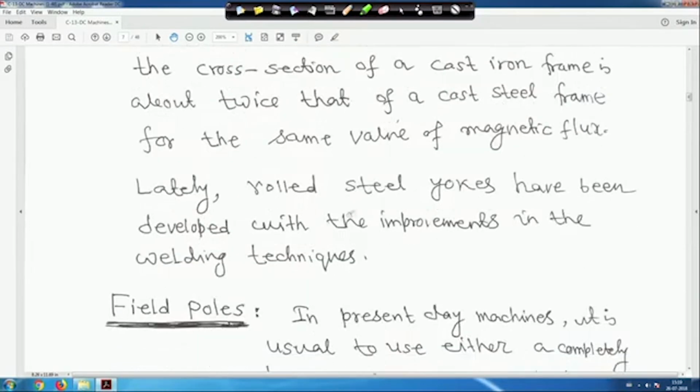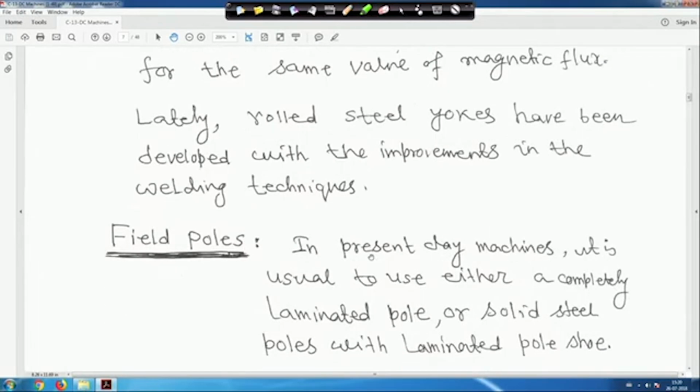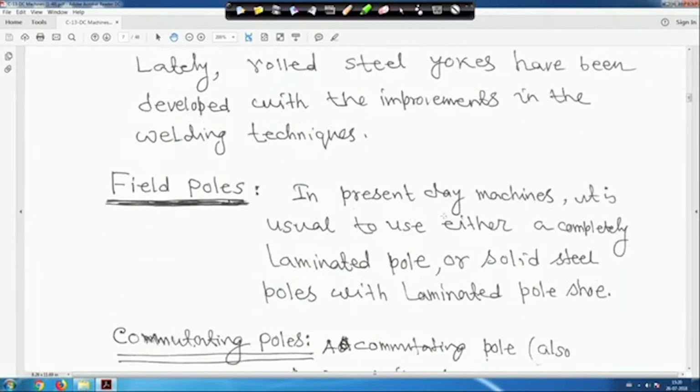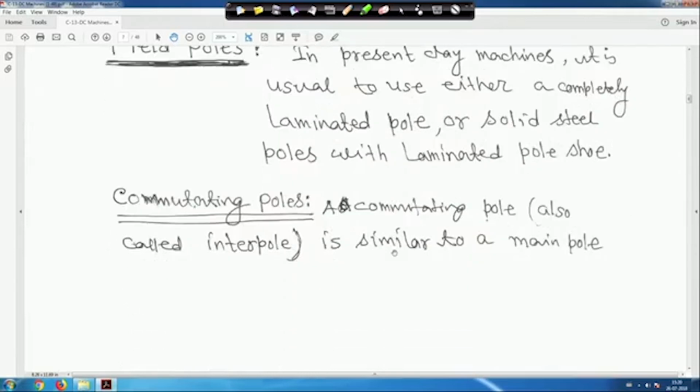So, lately rolled steel yokes have been developed with the improvements in the welding techniques. Now, next is field poles. In present day machines, it is usual to use either a completely laminated pole or solid steel poles with laminated pole shoe, right.